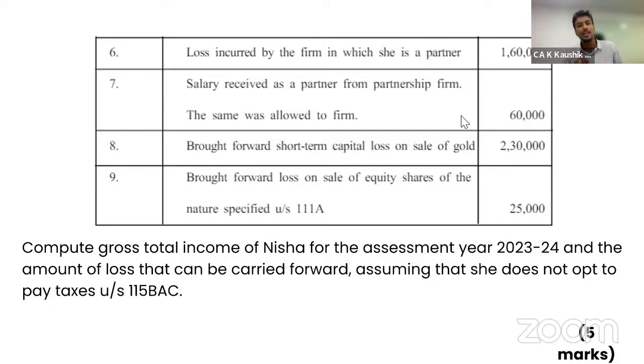Brought forward loss on sale of equity shares of the nature specified under section 111A. Here we look at the concept of brought forward short-term capital loss. Capital loss can be set off against capital gain of the current year. Short-term capital loss can be set off against both short-term capital gain and long-term capital gain, 25,000. Compute the gross total income of Nisha for the assessment year 2023-24 and the amount of loss that can be carried forward, assuming that she does not opt to pay taxes under section 115BAC.